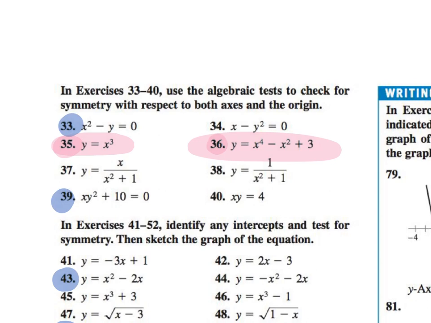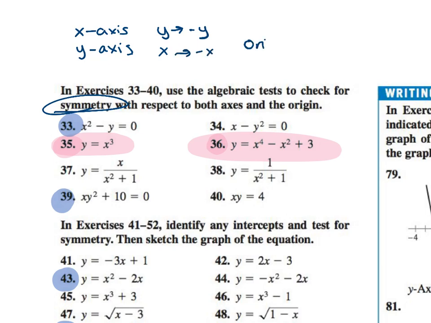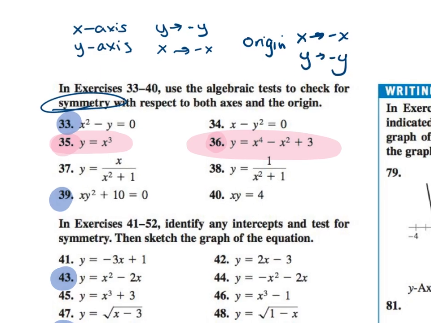And here we've got symmetry. So x-axis symmetry, we change the y to negative y. Y-axis, we change the x to negative x, and then the origin, x goes to negative x, and y goes to negative y. So we change both.